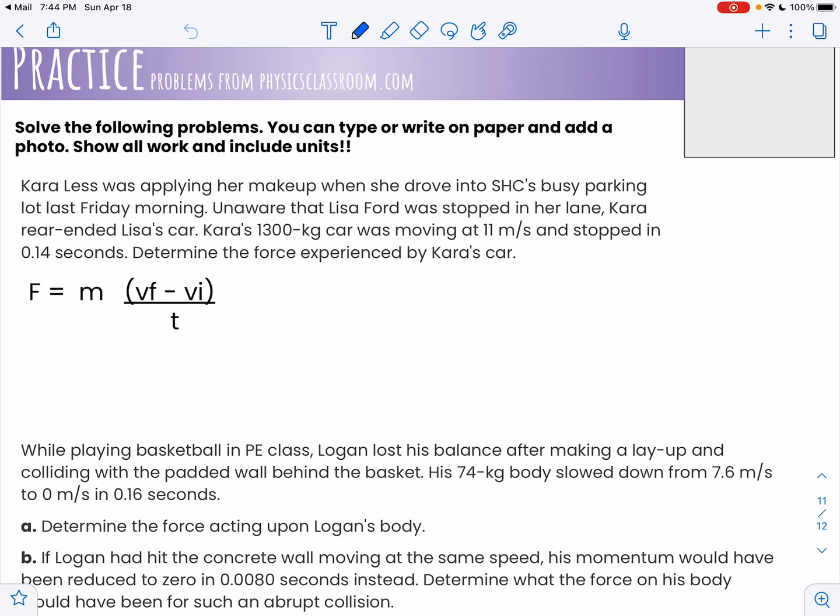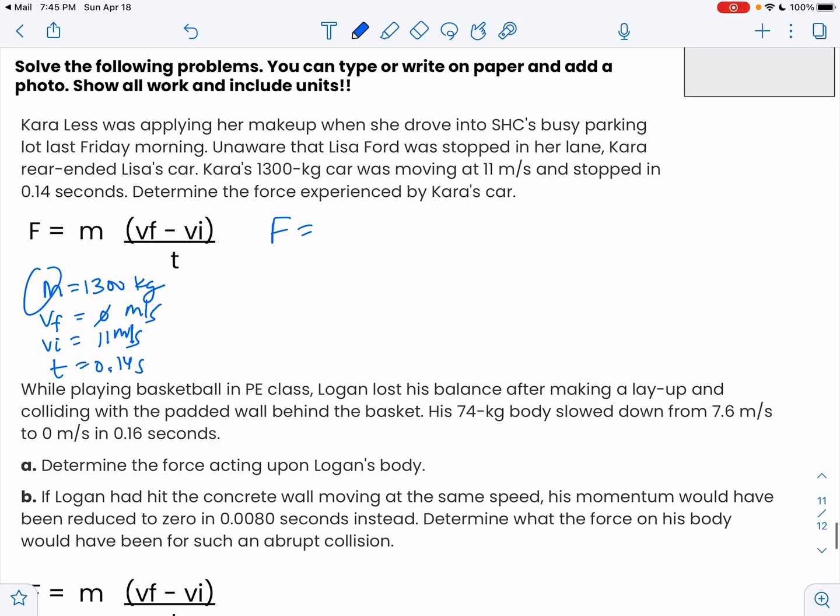Okay. All right. So I would suggest making a little list. Mass is 1,300 kilograms. Her final velocity would be 0 because she's stopping. Initial velocity was 11 meters per second, and the time of the impact was 0.14 seconds. So we're just going to keep it simple, and we're pretty much always going to just solve for the force because we just don't have a lot of time before the final.